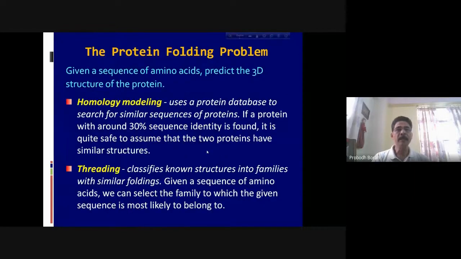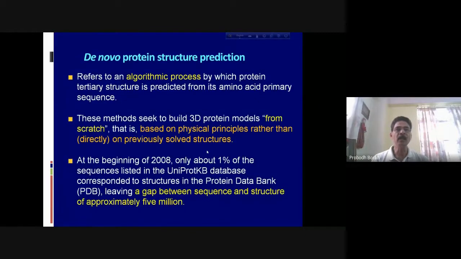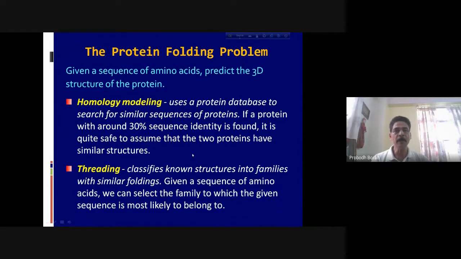Now, there are three basic methods of protein structure prediction using bioinformatics tools. One is called homology modeling. Second one is threading. And the third one is de novo protein structure prediction, or ab initio method. So these three methods are available.